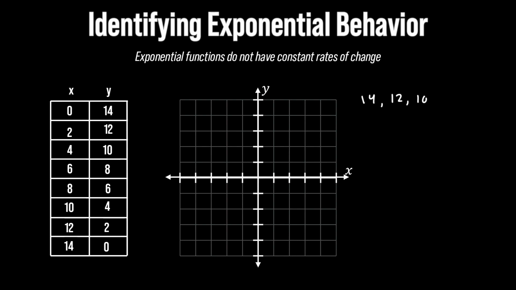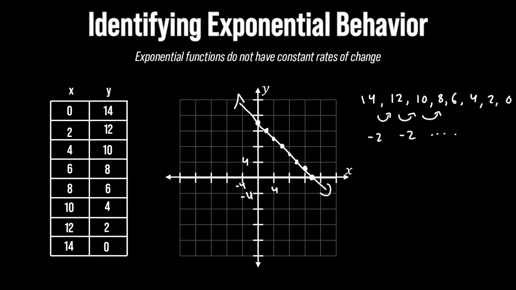14, 12, 10, 8, 6, 4, 2, and 0. As we can see, the increments are -2, which means that this function is not exponential. Now let's graph it. We're going to have increments of 4 on the x and y axis. And at 0, we're going to have 14. At 2, we're going to have 12. And so if we were to graph this, it would look something like this. A straight line. Clearly linear, which means it's not exponential.